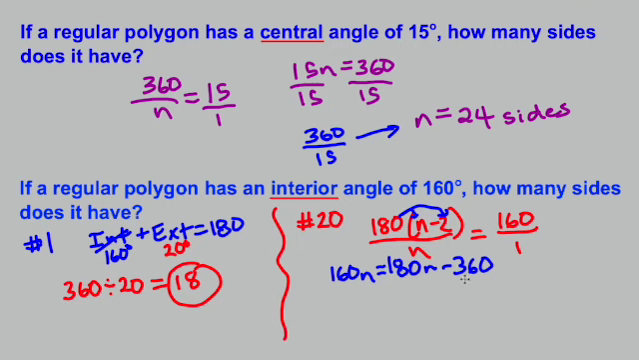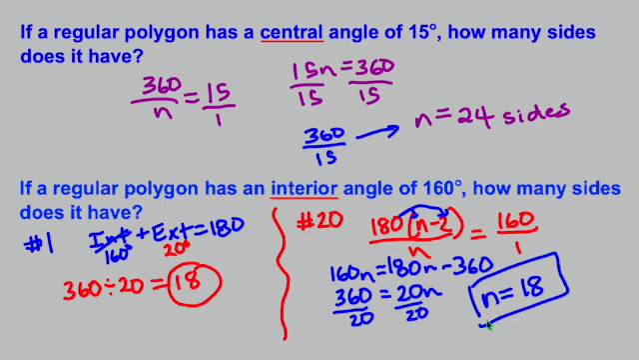And then what I'm going to do is add 360 to both sides and subtract 160n. So when I do that, I'm going to get 20n over here after subtracting the 160n on both sides. And when I add 360 to both sides, I get this. And then, of course, we're going to divide by 20. And you'll notice it's really the same calculation as over here. And you get n equals 18. So you can do it either way, whatever way works best for you.